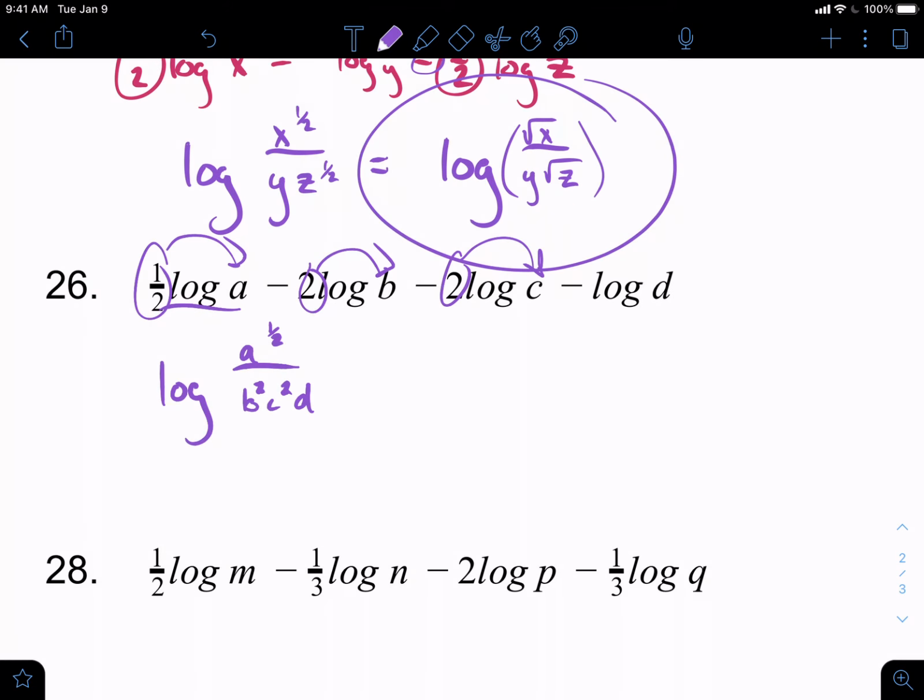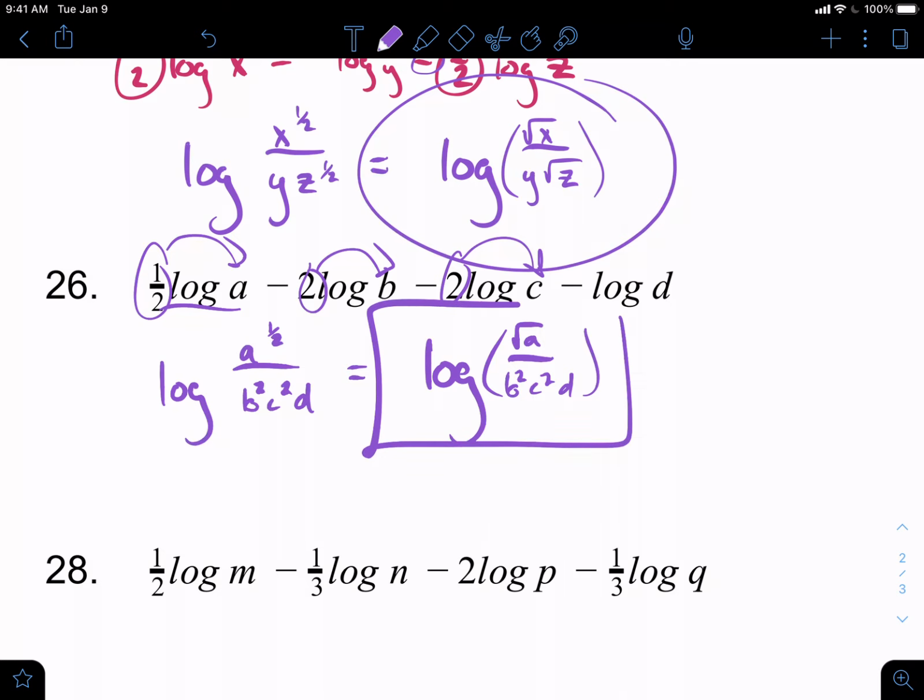Now we can make that a little bit nicer by rewriting a to the 1/2 as the square root of a. So let's do that. So we'll have the log of the square root of a over b squared, c squared, d. And that will be my final condensed form of that.